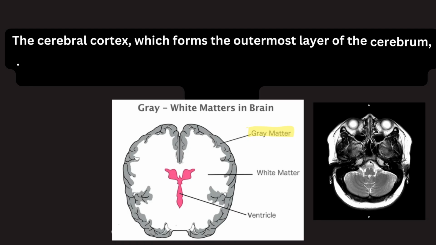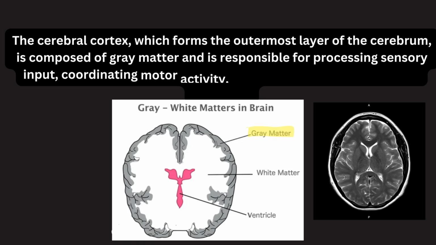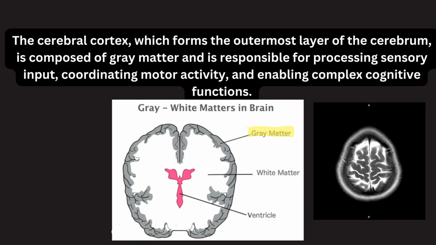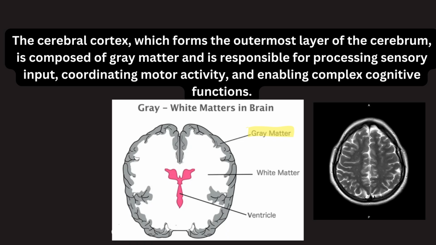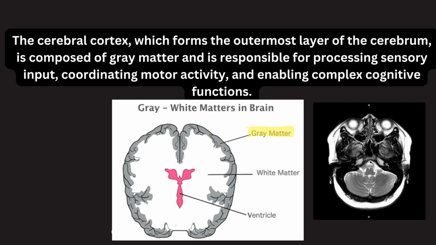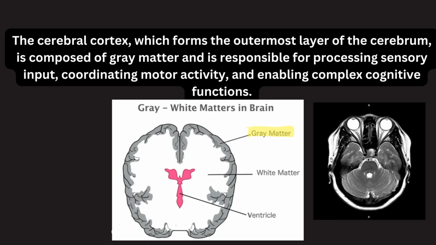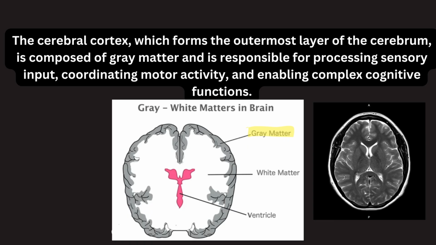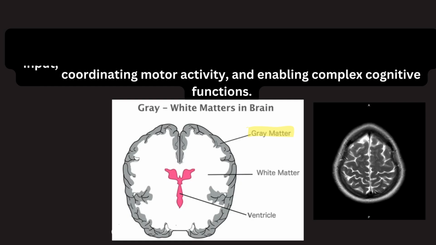The cerebral cortex, which forms the outermost layer of the cerebrum, is composed of gray matter and is responsible for processing sensory input, coordinating motor activity, and enabling complex cognitive functions. Here we have the gray matter highlighted in an image of the brain.